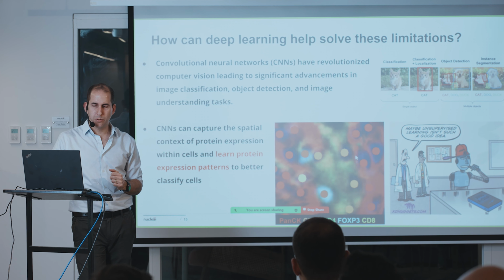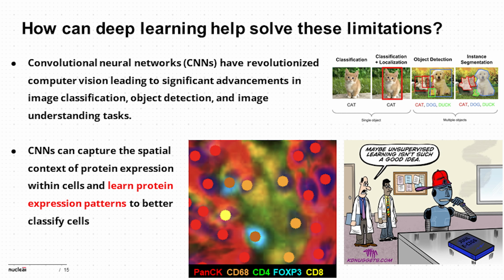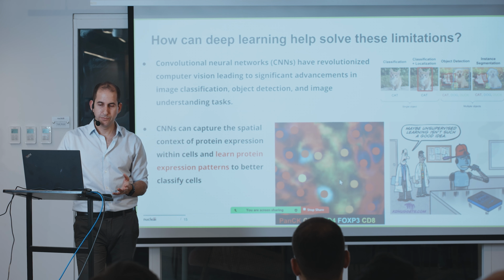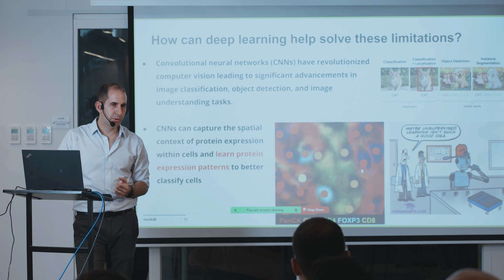As you can see here, we have pancytokeratin in red, which is a tumor marker. We have CD68 in orange, which is a macrophage marker. CD4 in blue, which can be positive both in macrophages and is also a CD4 T cell marker. We have FOXP3, which is a regulatory T cell marker, and CD8. And you can see that the signal is pretty hard to separate.